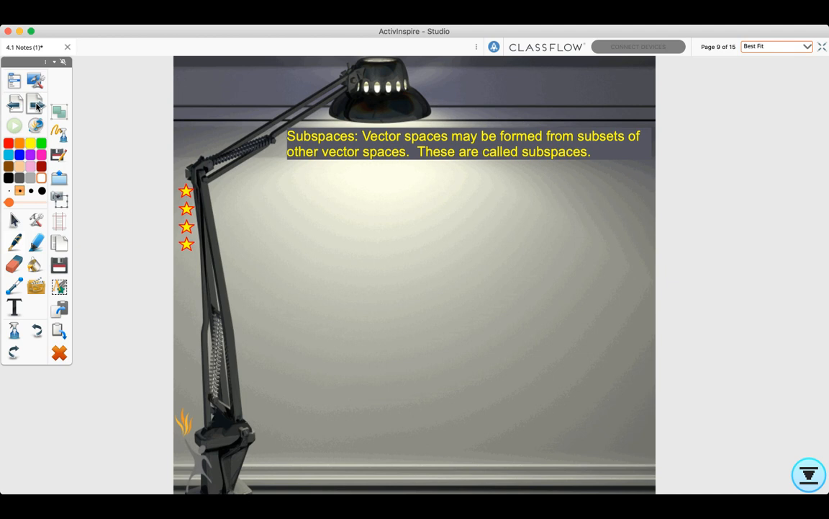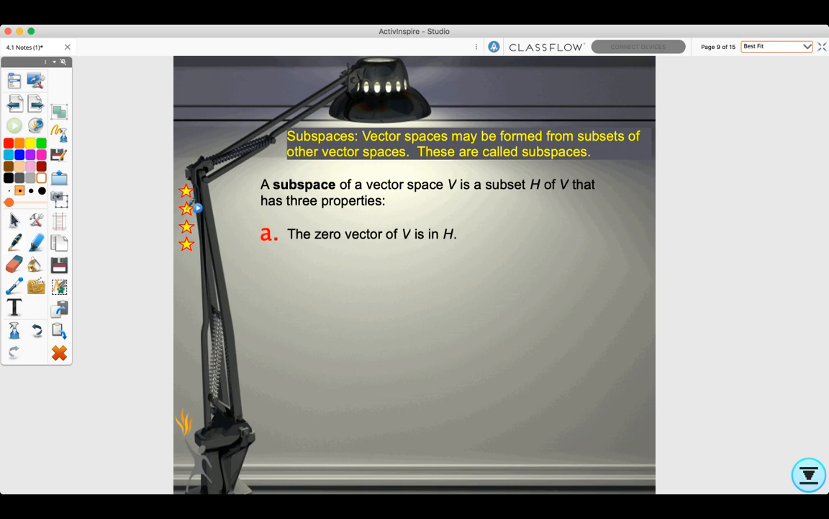Subspaces. Vector spaces may be formed from subsets of other vector spaces. These are called subspaces. A subspace of a vector space V is a subset H of V that has 3 properties. The 0 vector of V is in H. For each u and v in H, u plus v is in H. For each u in H and each scalar c, c times u is in H.